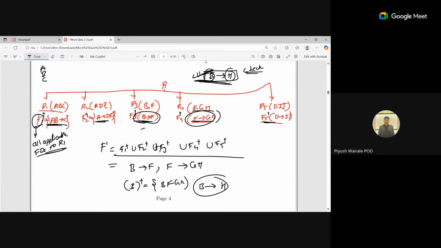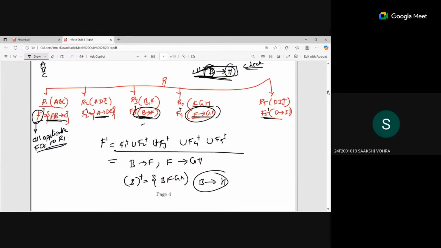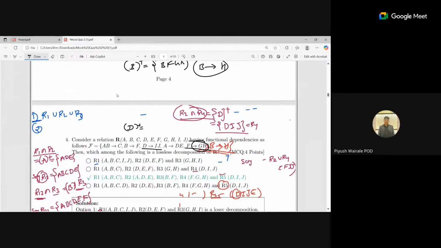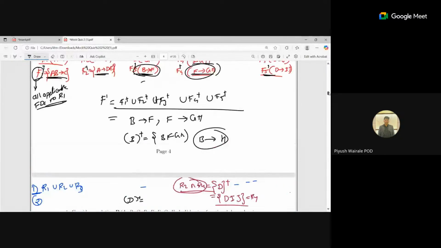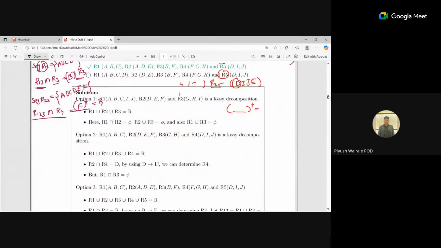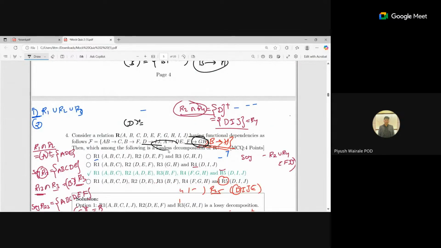Sir, what about the first three conditions? If we just use that, do we need to do this also? The first three conditions are for lossless decomposition. That is only for lossless decomposition. But if you want to check for dependency preserving, this is the method we need to follow. The other you anyway need to follow for lossless decomposition.